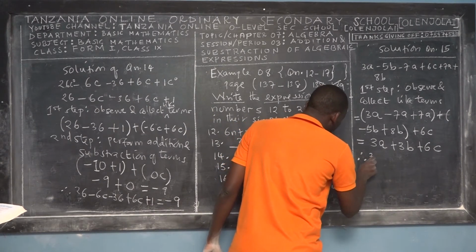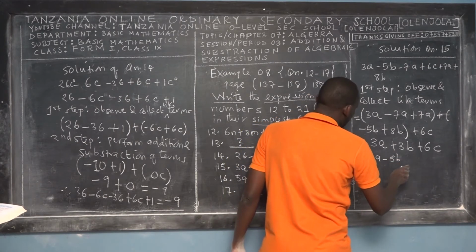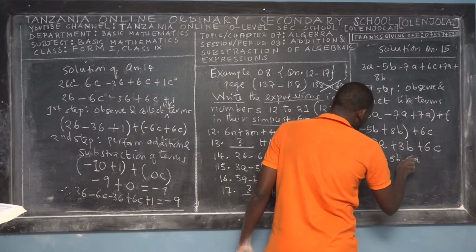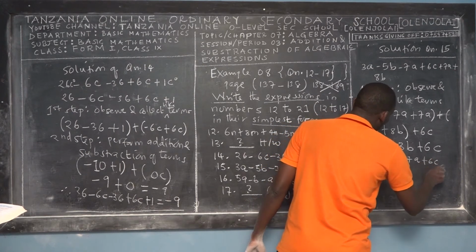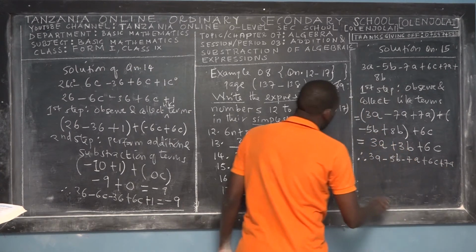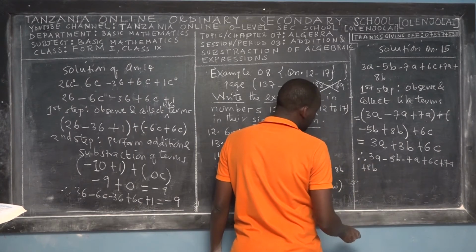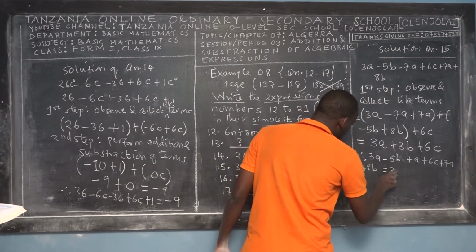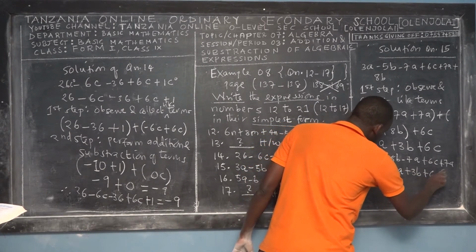So therefore, we say that 3a minus what? 5b, then minus what? 7a, right? And then plus what? 6c, then plus what? 7a, and then plus what? 8b, right? This will make what? 3a plus 3b plus 6c.